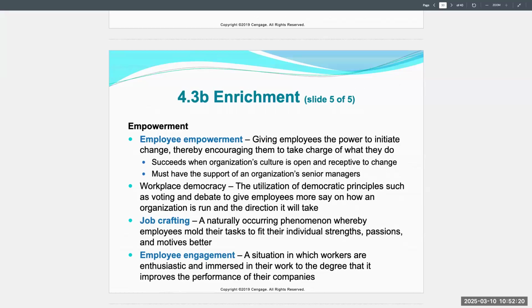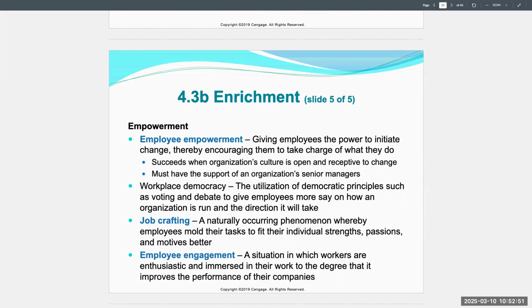Employee empowerment is essential for fostering work environments where employees feel valued and capable of making meaningful contributions. True empowerment goes beyond delegation. It involves decision-making authority, access to resources, and the ability to influence workplace outcomes. Closely linked to that is workplace democracy, where employees are involved in decision-making processes, either through voting, discussion forums, advisory panels, or things of that nature.